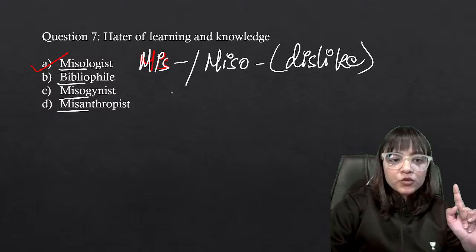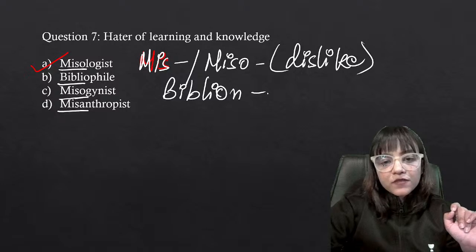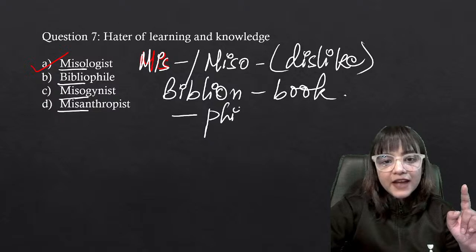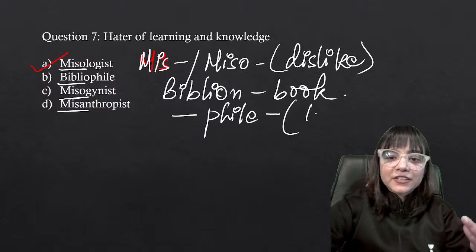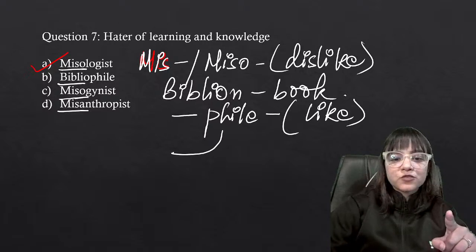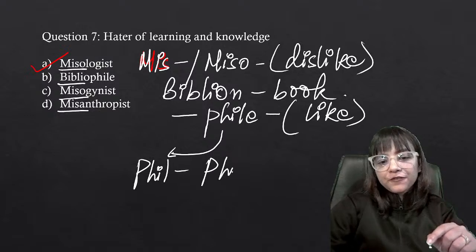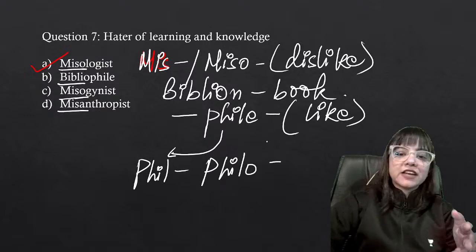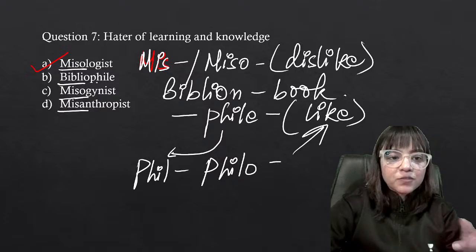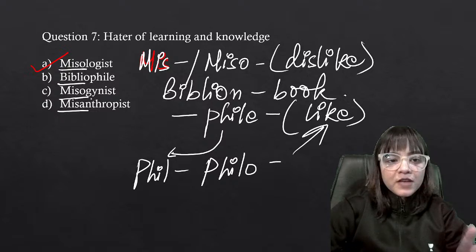यहाँ पर root word है biblion, which means book, and there is another root word over here, phile. Suffix है ये phile, जो like या love का suffix है. इसी को जब prefix में use होता है, तो ये phil या philo हो जाता है. So when these are used as prefix, it basically means like. So bibliophile is a lover of books, someone who likes books.